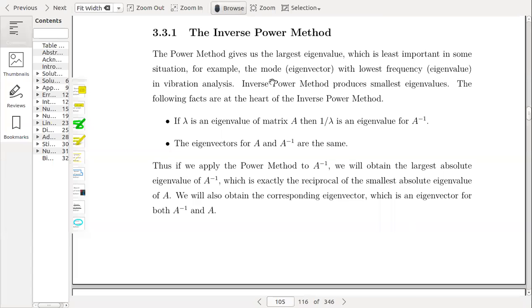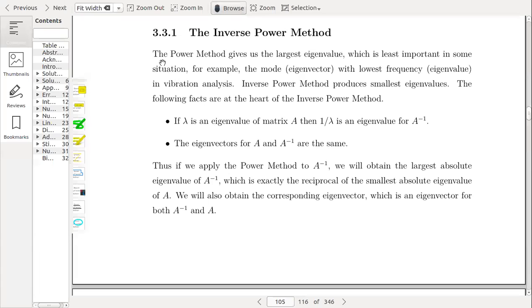Number one, if lambda is an eigenvalue of matrix A, then the reciprocal of this lambda is an eigenvalue for the inverse of the matrix. Number two, the eigenvectors for A and A inverse are the same. So that is the important property, that the eigenvectors for the matrix A and for the inverse of the matrix are the same.